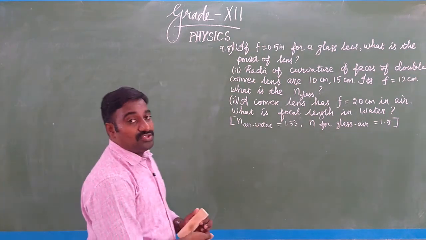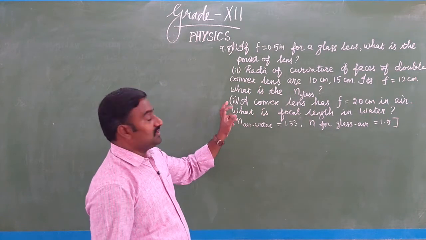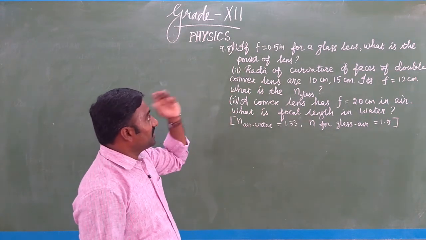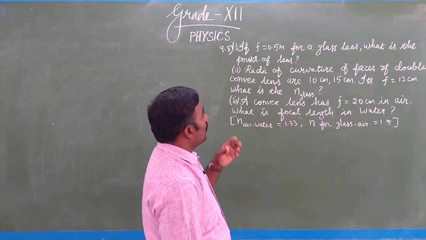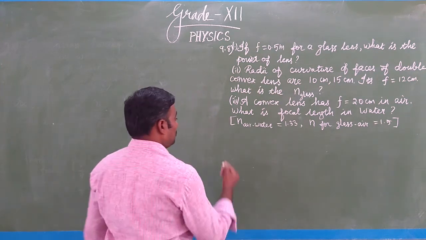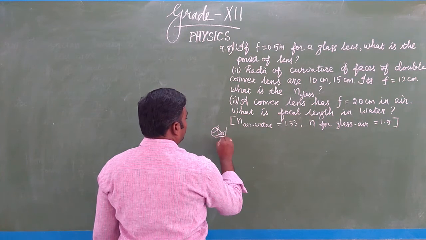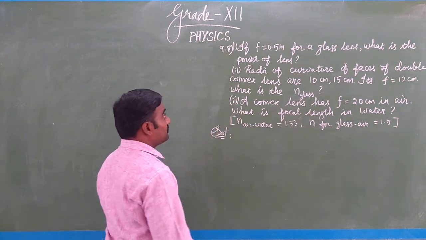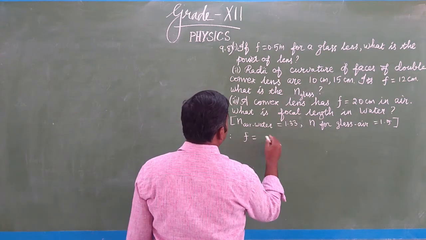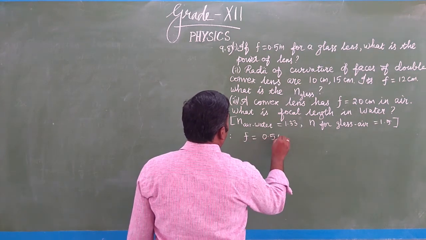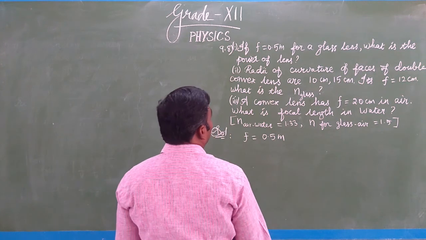So in this 8th question, we have 3 divisions. The first one is, if the focal length is 0.5 meter for a glass lens, what is the power of the lens? It's very simple. Based on this model, we have already solved some numericals. They gave the focal length. The focal length of a glass lens is 0.5 meter. Then what is the power of the lens?